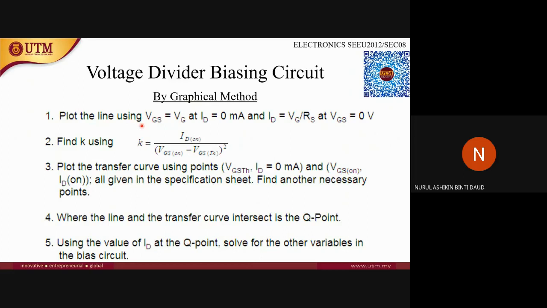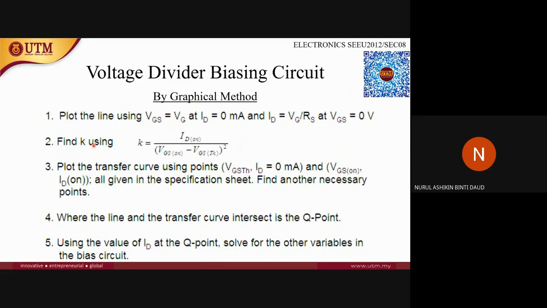all we need to plot the line using VGS equals to VG, at ID equals to 0. Okay, so this is very important because this is to find the load line. This is to find the y-intercept, and this is to find the x-intercept. So plot the line when ID is equal to 0 and VGS equals to 0, and once you do this, you will get the load line. Okay, load line, and then next we need to draw the transfer curves.